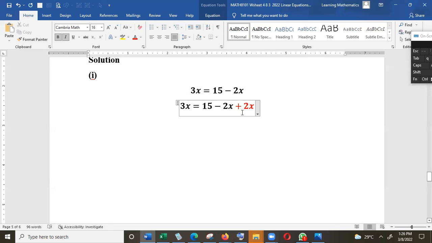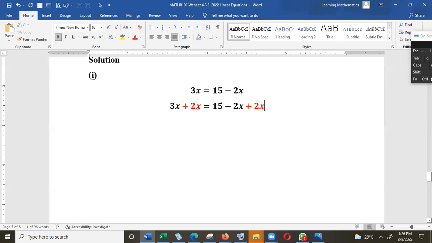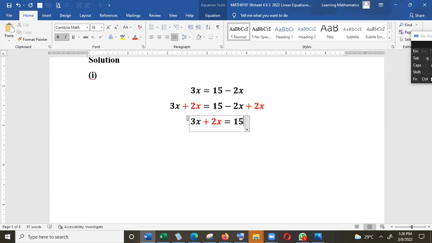If we add 2x on the right, we have to add 2x on the left, okay, for the equation to balance. So by adding 2x on the right, we are left with only 15 on the right. And 3 plus 2 will give us 5x on the left. So we have 5x is equal to 15. Okay, so now we have 5x on the left alone and 15 on the right.